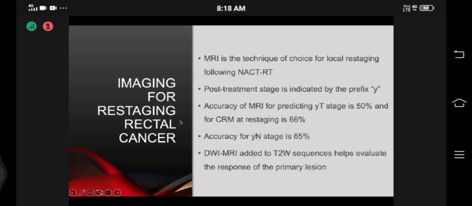Now with the wait and watch protocol in use, the restaging should be very accurate. The sensitivity and specificity of restaging is very poor for MRI. But if there is no disease on MRI and on PR examination and on endoscopy, then the patient can go for wait and watch. And that is in low rectal tumors where the lesion is palpable.